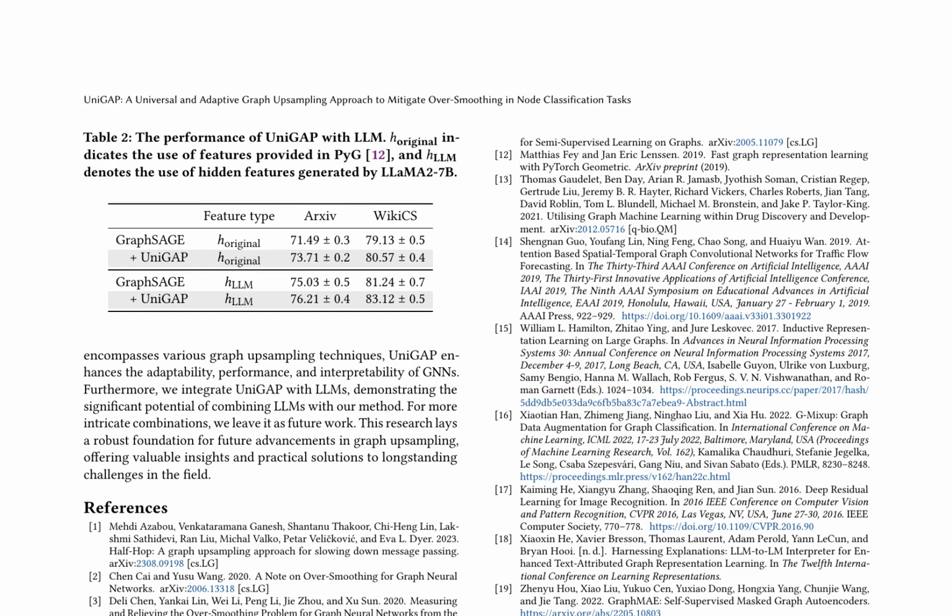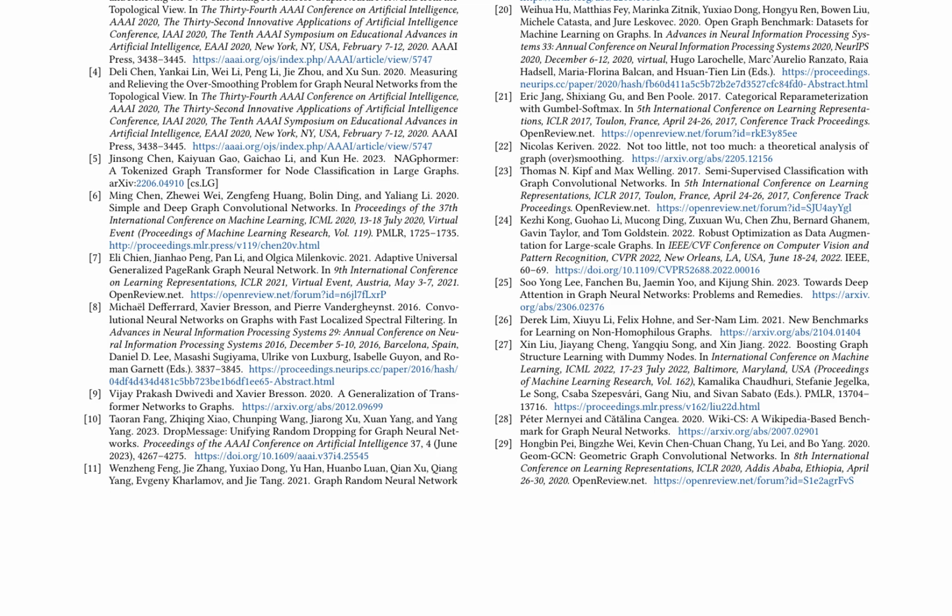This approach adapts to different graph structures and node features, making it a versatile tool for various graph-based machine learning tasks. The authors evaluate UniGAP on benchmark datasets, such as Arxiv and WikiCS, and demonstrate its effectiveness in improving node classification performance. The results show that UniGAP consistently outperforms existing graph upsampling techniques and achieves competitive performance with LLMs. When combined with Llama 2 7B, UniGAP generates hidden features that significantly improve node classification performance.